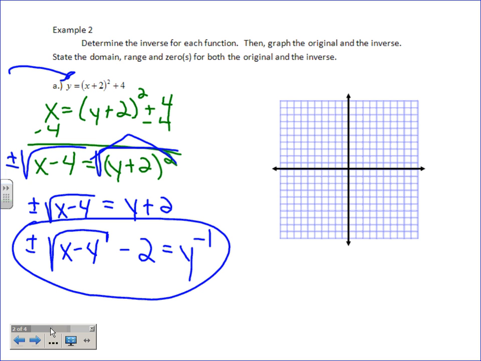You notice here that I do want domain and range and zeros for both. But right now, what I'm most concerned about is I would like to graph both of these. So I'm going to write them over here on the other board so that I've got them. We're actually going to graph both of them at the same time. And in fact, by the way the TI-83 works, we're actually going to have to graph 3 things, and I'll show you why. Everybody ready? Everybody understands the inverse? Hopefully I wrote them down right.